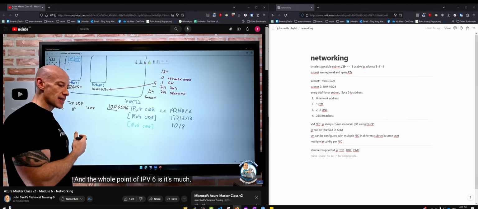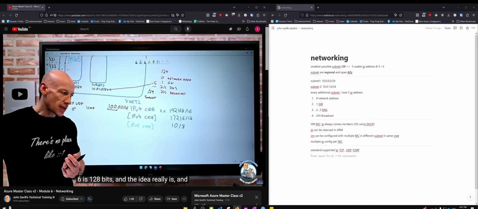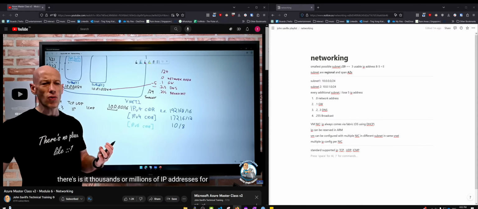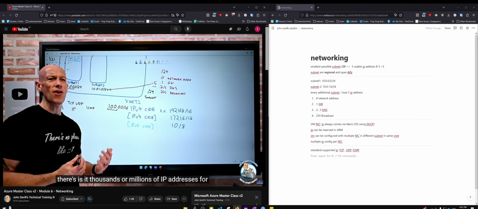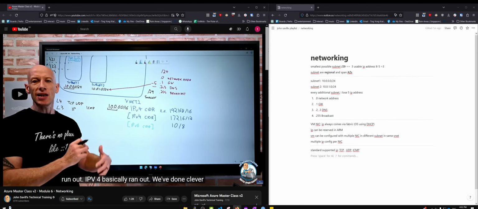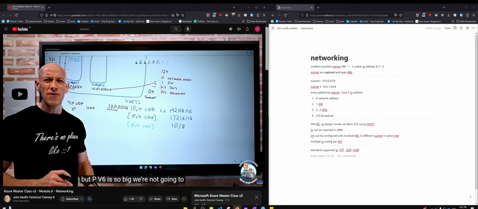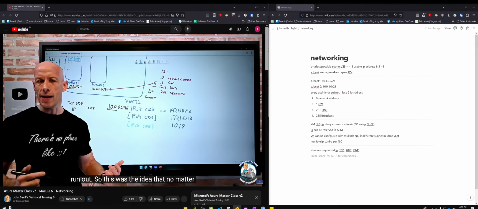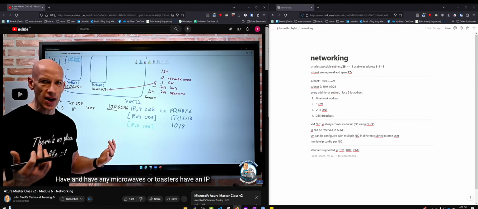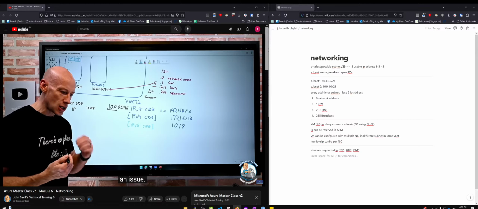And the whole point of IPv6 is it's much, much bigger. If a regular IPv4 is 32 bits, an IPv6 is 128 bits. And the idea really is, and I can't remember what the actual number is, but there's thousands or millions of IP addresses for every square foot on the planet. You're not going to run out. IPv4 basically ran out. We've done clever things with network address translation to make it keep working. But IPv6 is so big, we're not going to run out. So no matter how many wearables you have and how many microwaves or toasters have an IP address, IPv6 laughs and says, hey, I've still got plenty of space for that. So it's not going to be an issue.